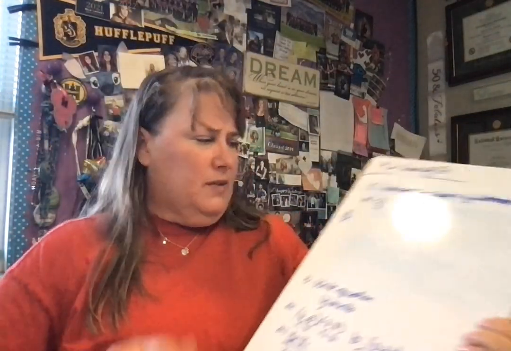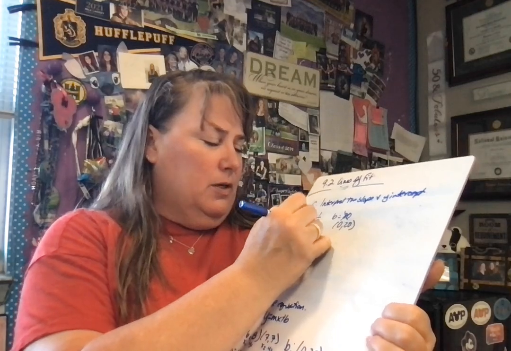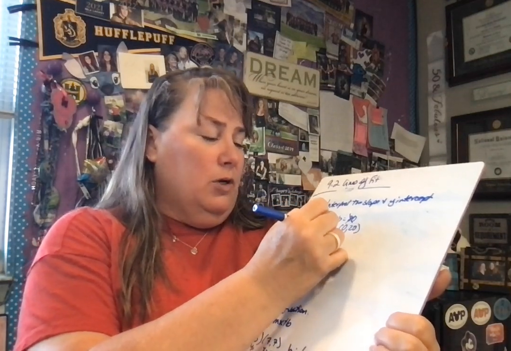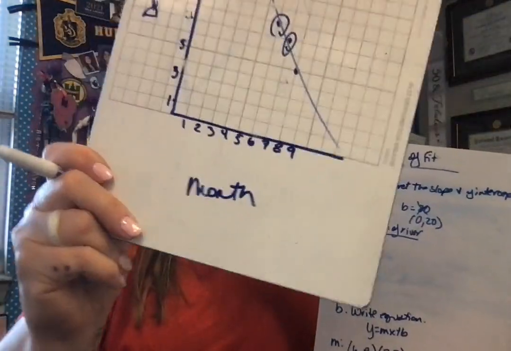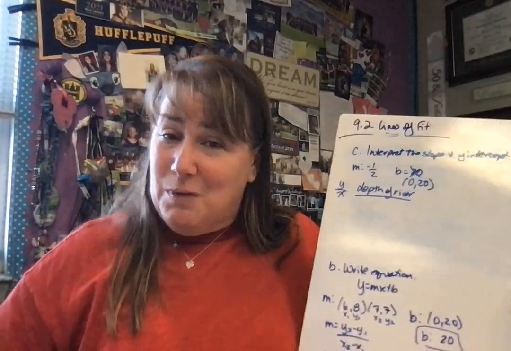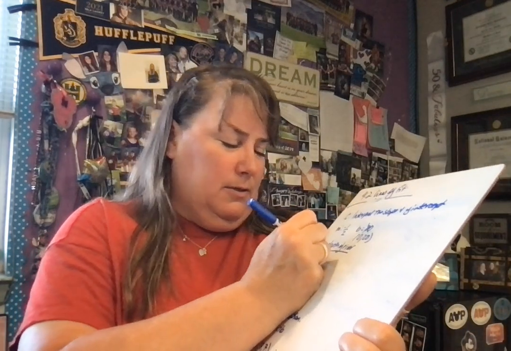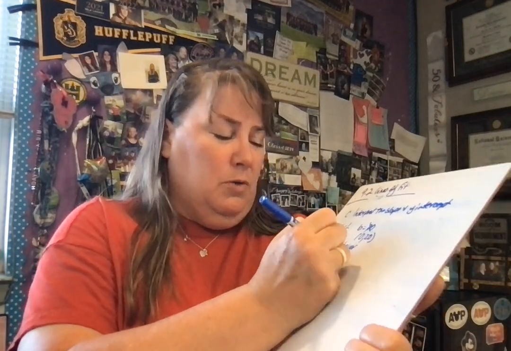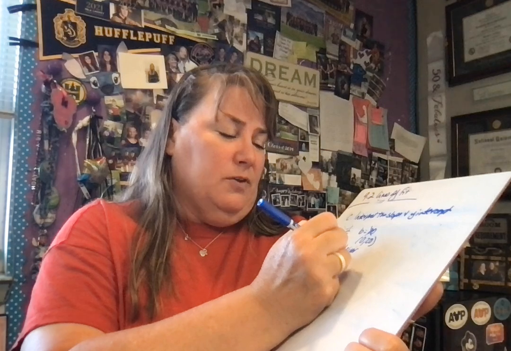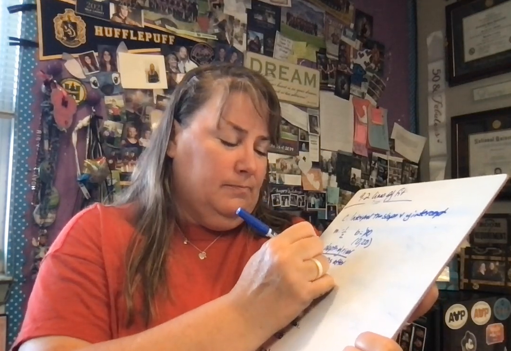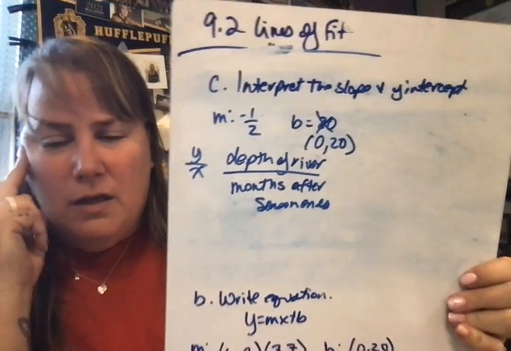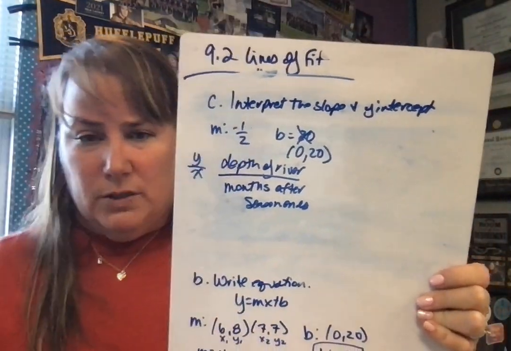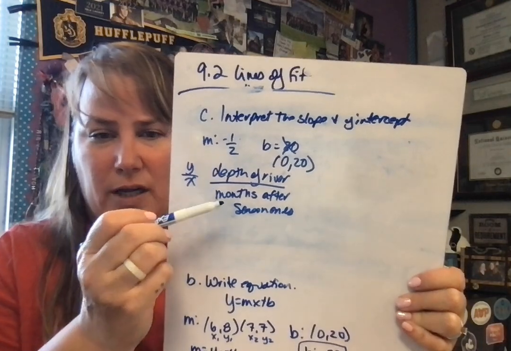The depth. Okay? So we're talking about depth of river over, what's my x-axis? Month. But remember, it's months after the season ends. Months after season ends. And I'm writing all this because it's going to help me put that into words, because I'm just going to substitute number in here and number in here.